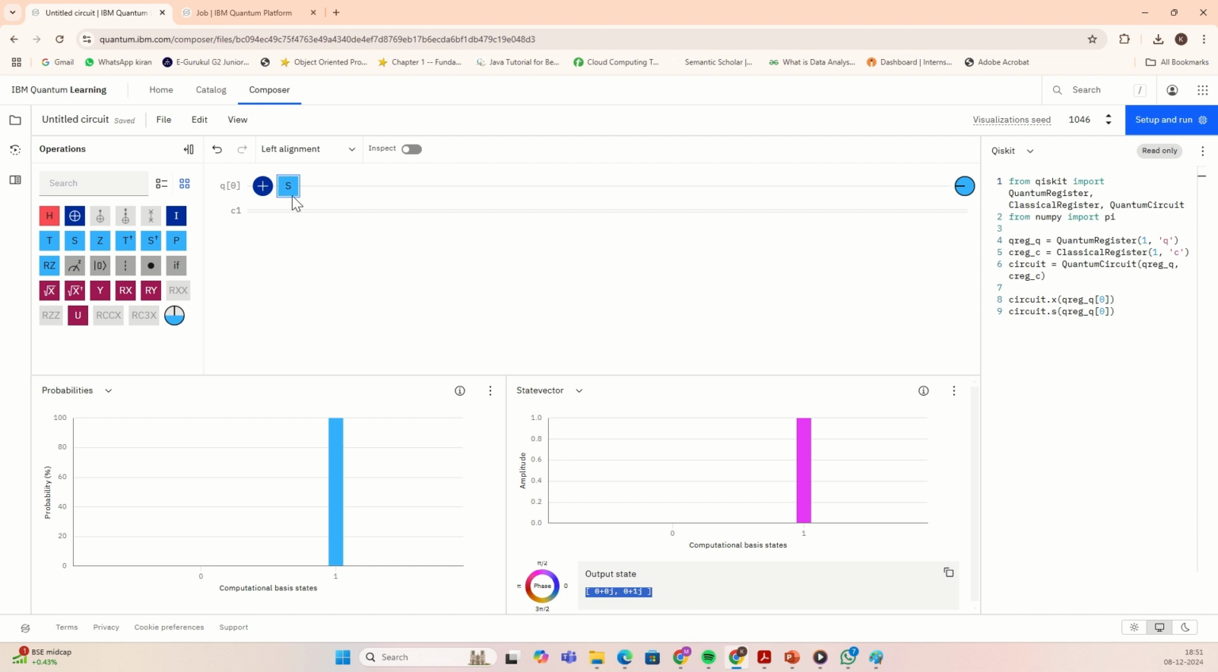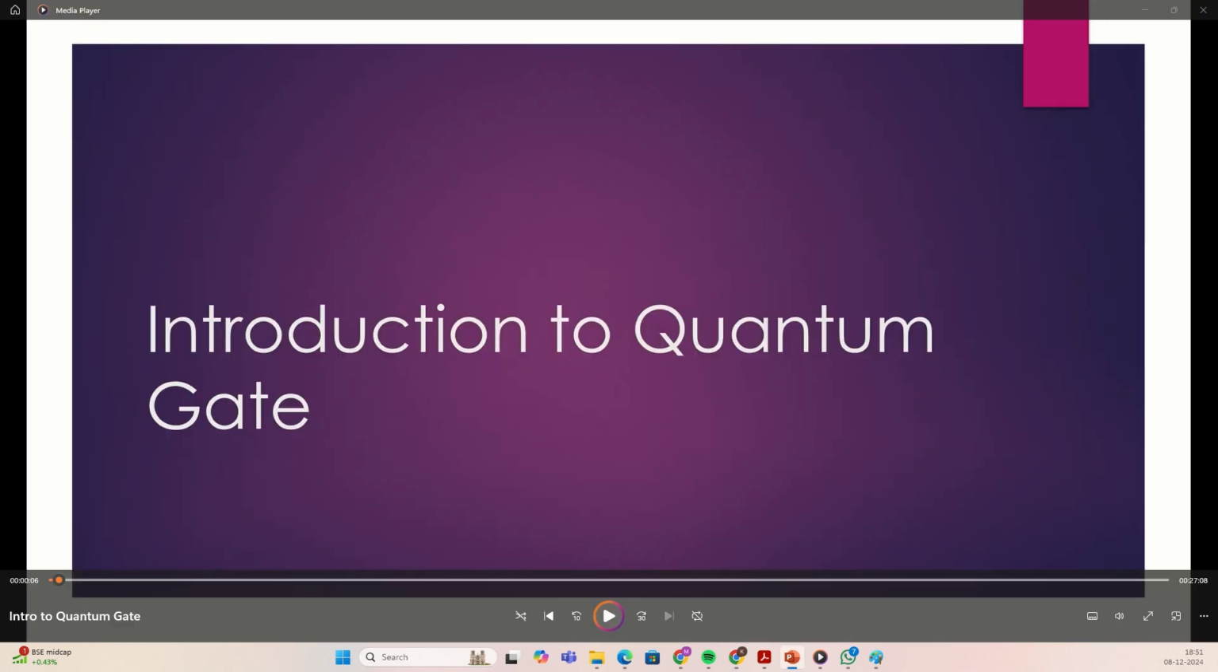Understood? I hope you have understood this concept of single qubit gates. In the next lecture, we will see the multiple qubit gates, how the multiple qubit gates operate.